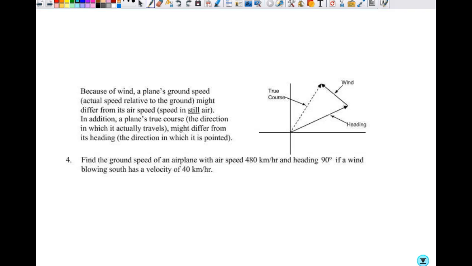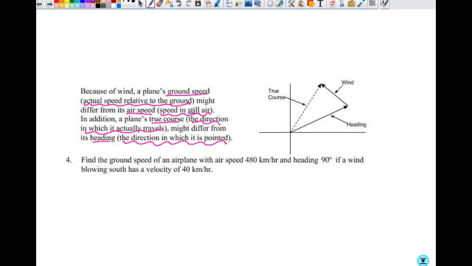So those were distance. This we're going to be using velocity again. And this says, because of wind, a plane's ground speed, which is the actual speed relative to the ground, might differ from its air speed, which is the speed in still air. In addition, the plane's true course, the direction in which it actually travels, might differ from the heading, the direction in which it is pointed.